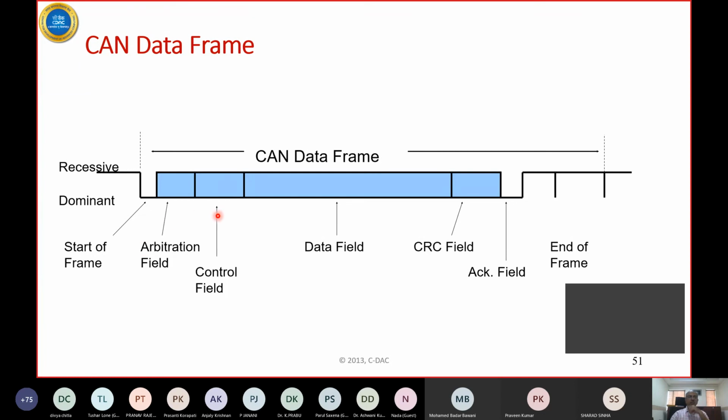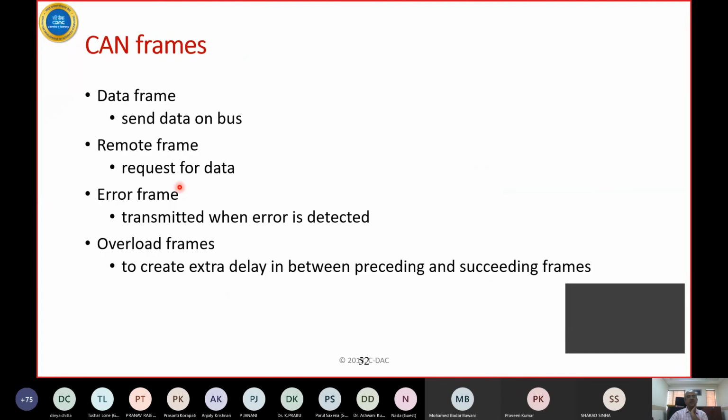So again, I will not get into those complications. For the time being, let us assume that it is a standard 11 bit identifier. So a data frame, for example, is: engine temperature is 40 degrees. What is a remote frame? A remote frame does not contain information, but it contains a question.